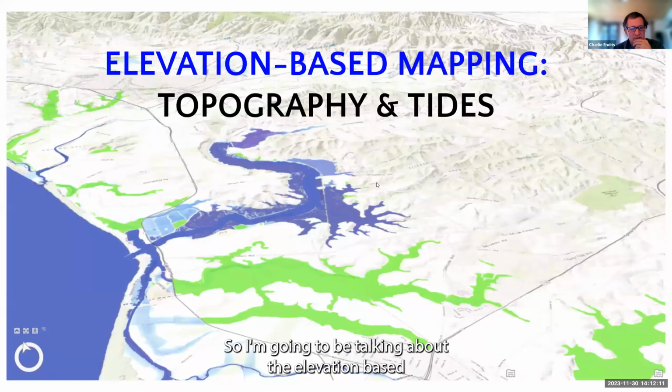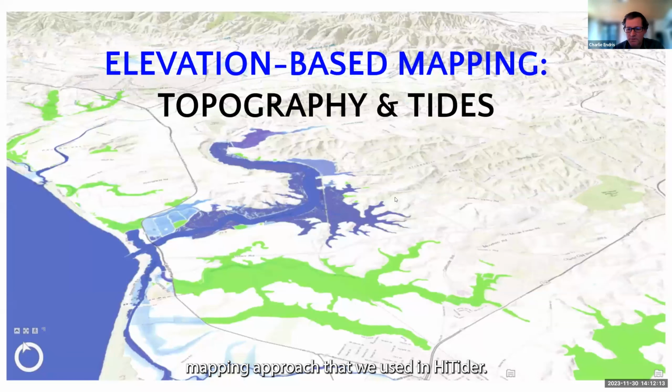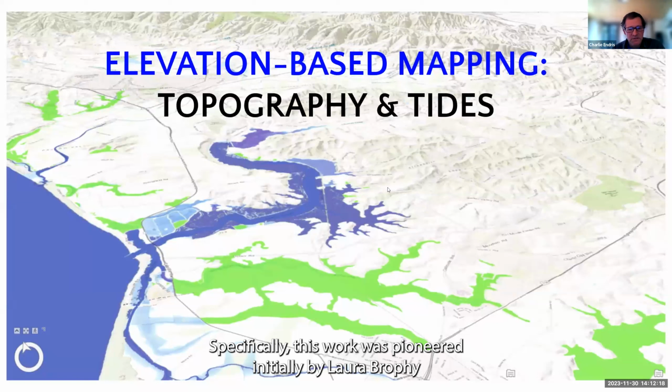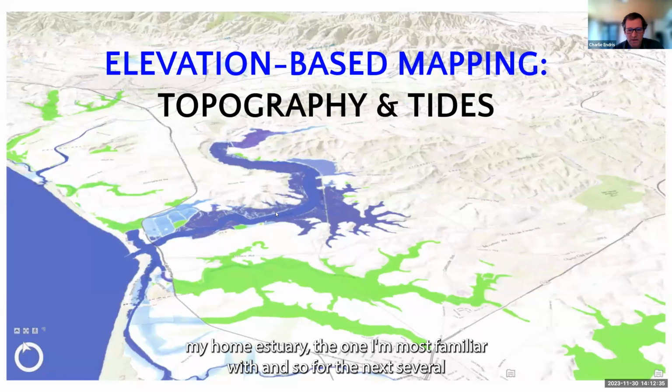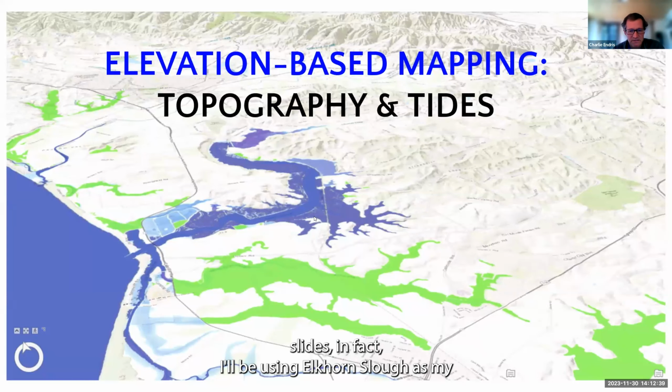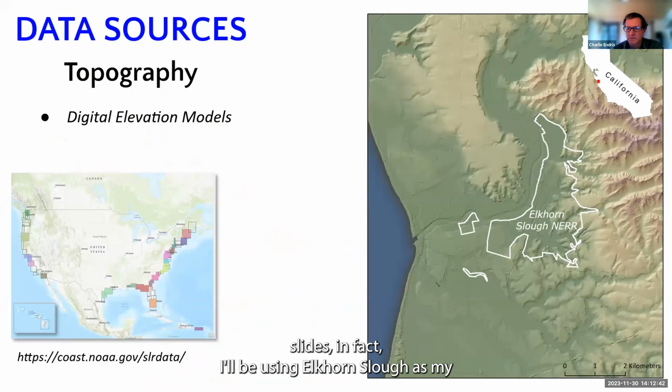So I'm going to be talking about the elevation-based mapping approach that we used in High Tider. Specifically, this work was pioneered initially by Laura Brophy in her 2019 study of wetland loss in the West Coast estuary. So I encourage you to check out that study if you get a chance. In the background here, I'm showing Elkhorn Slough. That's my home estuary, the one I'm most familiar with. And so for the next several slides, in fact, I'll be using Elkhorn Slough as my base map to show you some examples.